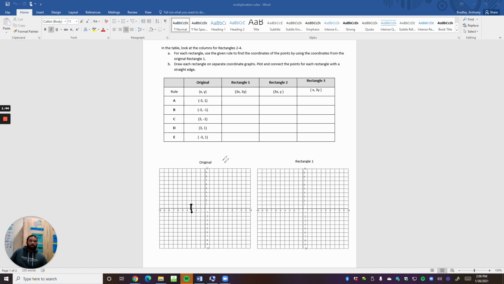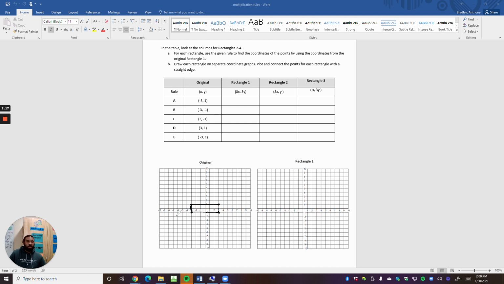Okay, I'm going to connect them with a straight line. My next point is 3, -1, so I'm going to go 1, 2, 3, and then down to -1. And connect those. Then I have 3, 1. 3 and then up 1, connect those, and then finally back to -3, -1, which is over there. I'm going to connect those. You'll notice I have a rectangle.